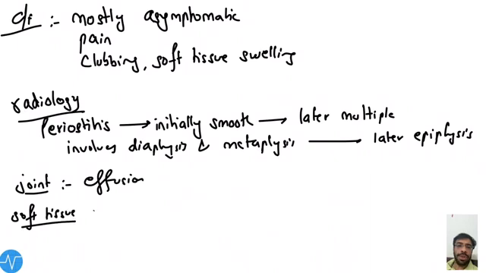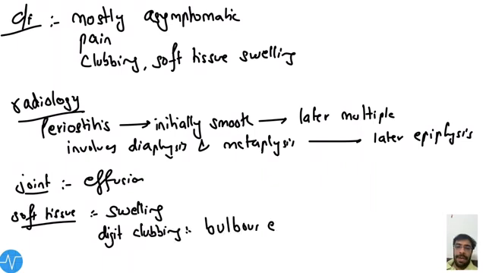As you know, soft tissue swelling is also seen, and in the digits, clubbing would be seen, which would appear radiologically as bulbous enlargement of fingers and toes.